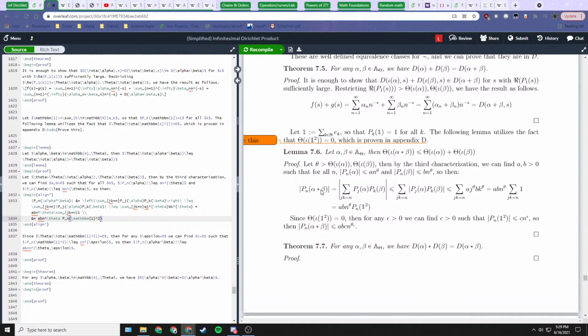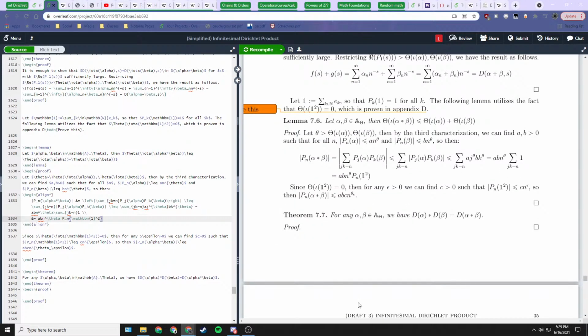Okay, so yes, we've bounded this convolution by a times b times n power theta times p_n of 1 squared, of bold 1 squared. So since theta iota of bold 1 squared is 0, which we are apparently proving in our appendix, then for any epsilon greater than 0, so because its theta value is 0, epsilon is greater than its theta value, we can find this constant c greater than 0 such that these projections are all less than or equal to c times n power epsilon. But then that means that this projection, which is this, is less than or equal to a, b, c times n power theta, and then this should be plus epsilon.